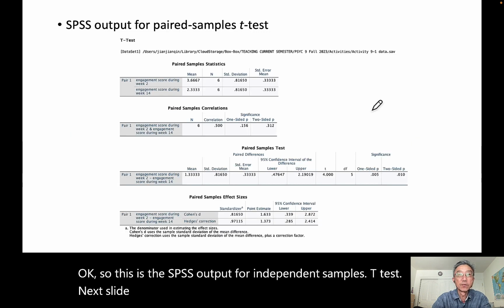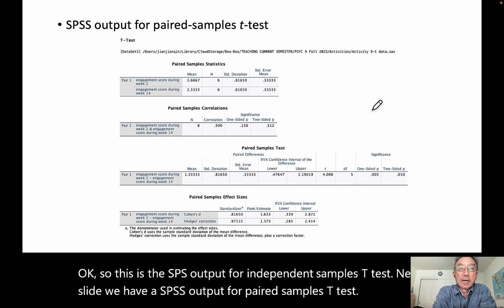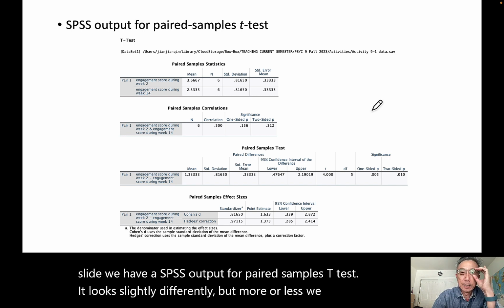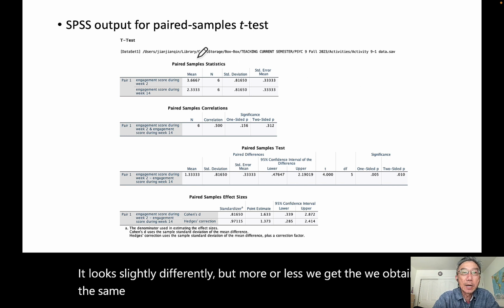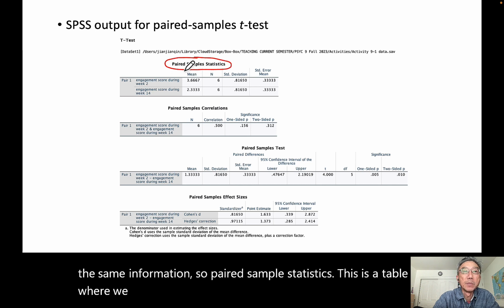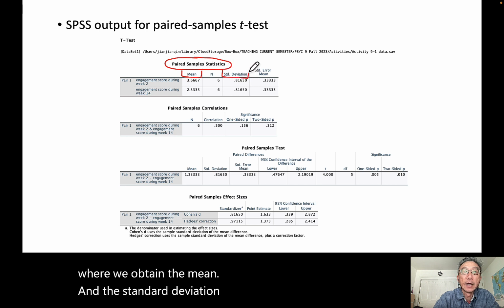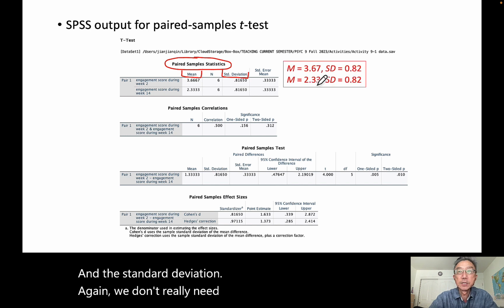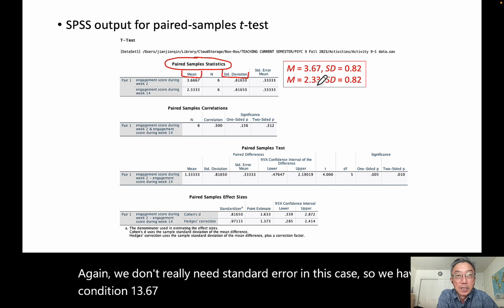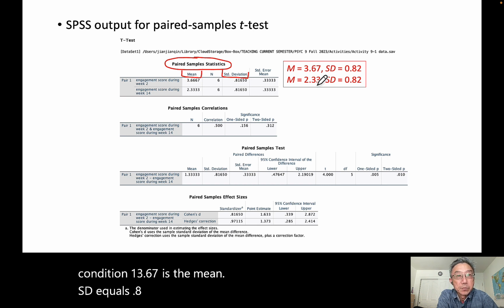Next slide, we have the SPSS output for the paired samples t-test. It looks slightly different, but more or less we obtain the same information. In the paired samples statistics table, we obtain the mean and the standard deviation. Again, we don't really need the standard error. For condition 1, the mean is 3.67 and SD equals 0.82. For condition 2, the mean equals 2.33, and SD also equals 0.82.